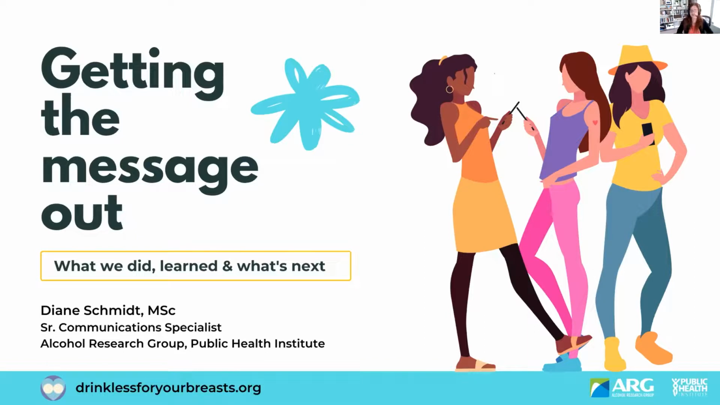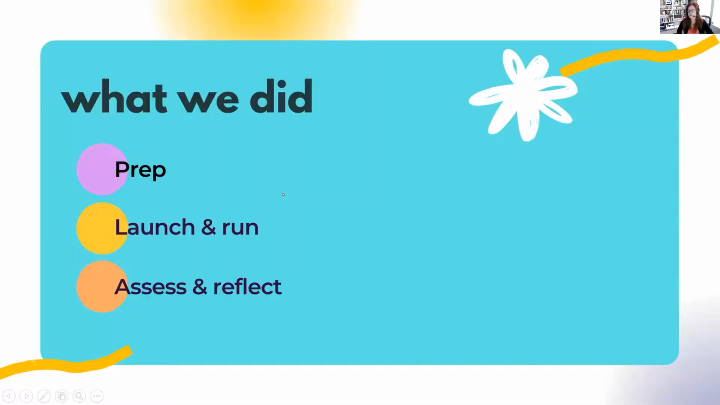So I'm going to talk about how we did this, the implementation or the dissemination of the social media campaign. I'll talk about what we did, what we learned, and what's next. So, 3 phases. We had a prep phase where we gathered the team, got our materials together, thought about the strategy, then we launched and ran the campaign, and right now we're in that final phase of the assessment and reflection. I'll go through each phase.